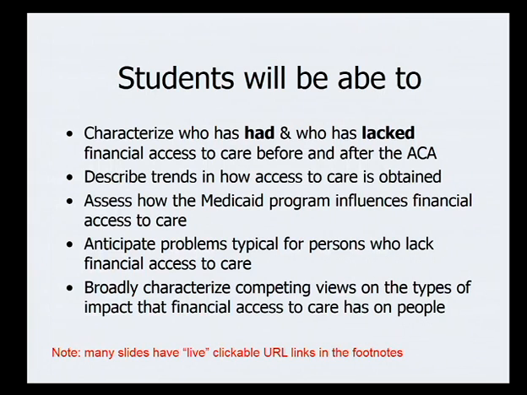So the goals here are presented here. It will be helpful if, after reading the readings and going through this talk, you get to the point where you can characterize who's had and who lacked access to care before the Affordable Care Act, new trends in how access to care is obtained. Particularly important is that you be able to assess how the Medicaid program influences financial access, describe typical problems for people who lack financial access to care, and broadly characterize some of the competing views that financial access to care has on people.